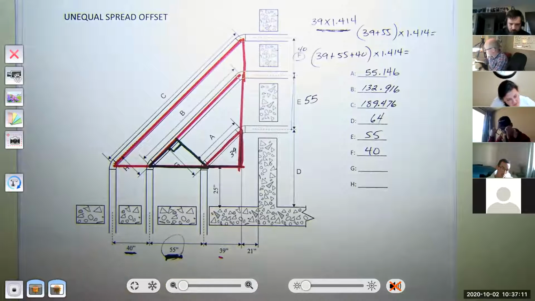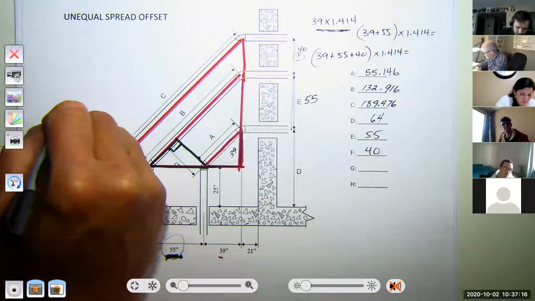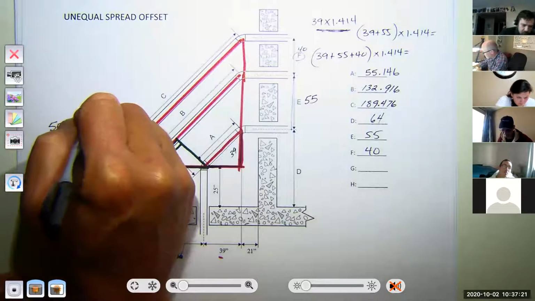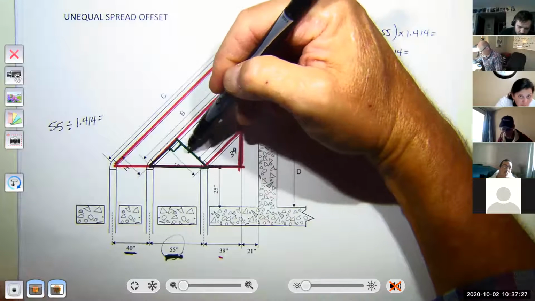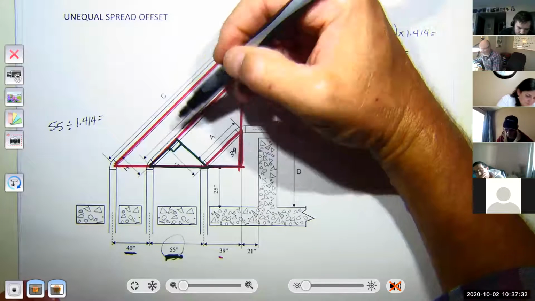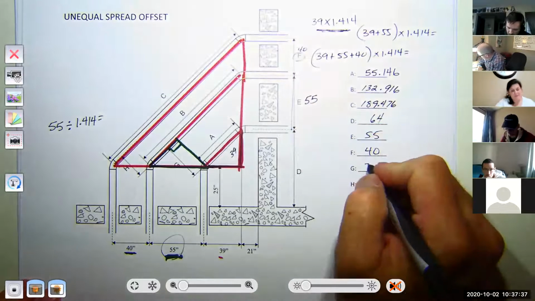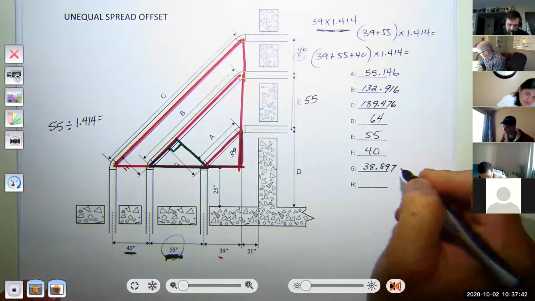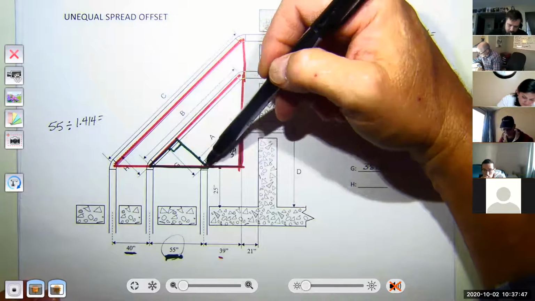So I need to get the rise here. So if I go 55 divided by 1.414 will give me this line right here, which is G. So 55 divided by 1.414 is right here, which equals 38.897. That is the spread across these two pieces of pipe.